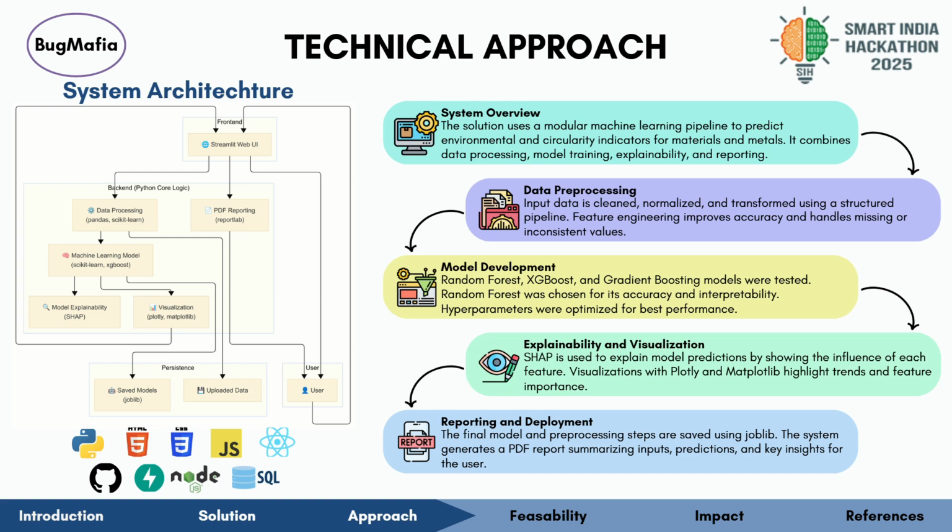For explainability and visualization, we use SHAP values to interpret model predictions and visualize the influence of each feature. Tools like Plotly and Matplotlib help present clear, data-driven insights. Together, this end-to-end architecture ensures accurate, interpretable, and actionable analytics for sustainable material assessment. Now, let us see a demonstration of our website.